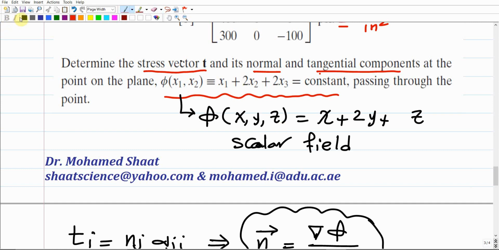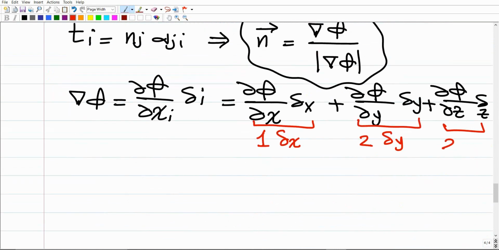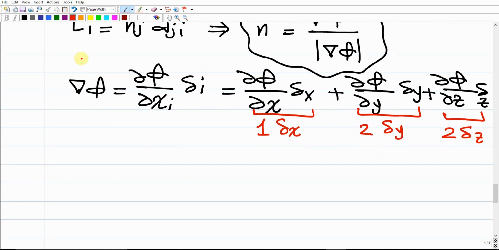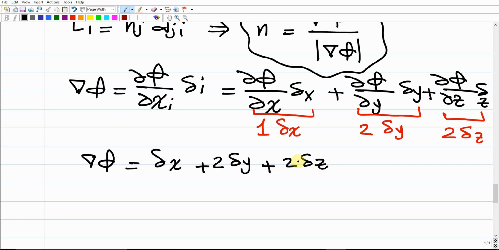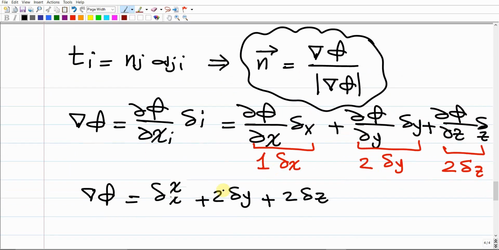So it was like a typo here, it means that this should be 2. Make sense? So the partial derivative with respect to z is going to give us only 2 into this term. So this term will be also 2 delta z. So we're going to end up with this nabla, or the gradient of phi, is going to give us at the end delta x, which is just 1 plus 2 delta y plus 2 delta z. Make sense? Then our objective is just to find the magnitude of this vector.